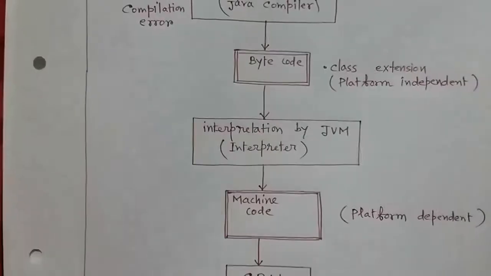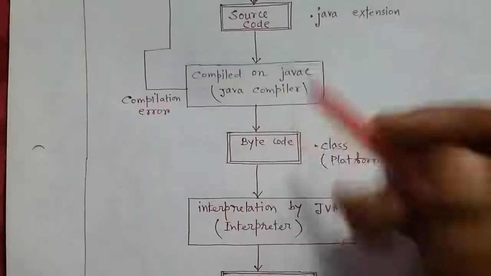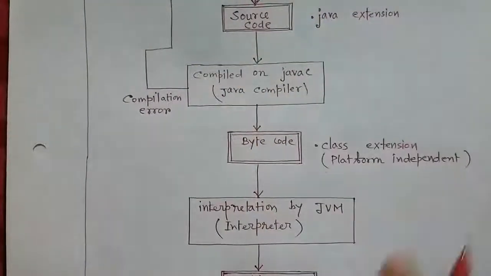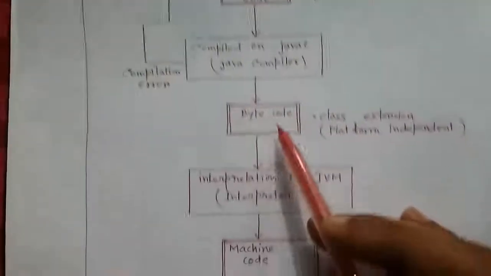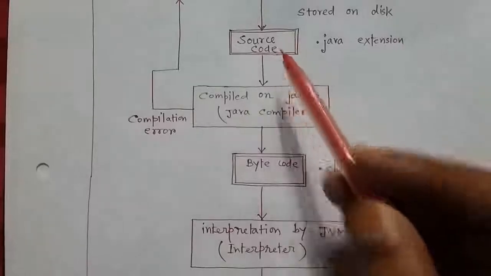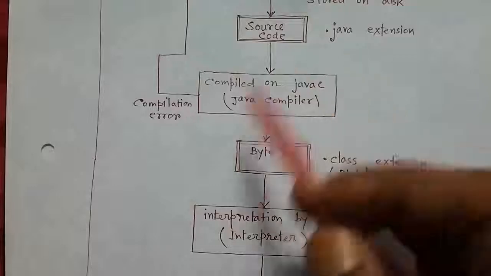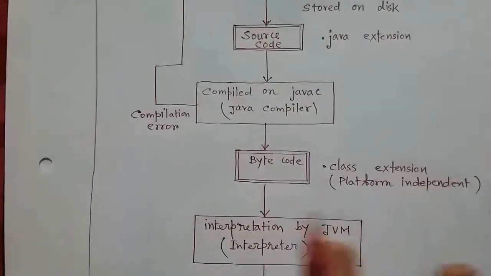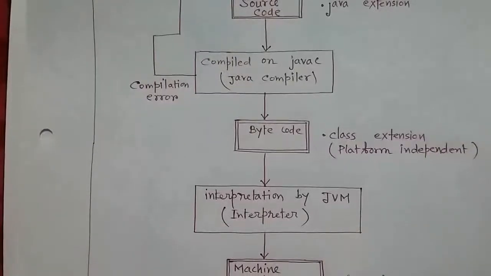To learn in detail about these various steps, you need to know about source code, bytecode and machine code at first. Once again I am telling, source code, bytecode and machine code. So three types of codes are there in Java program execution. You need to learn it at first.